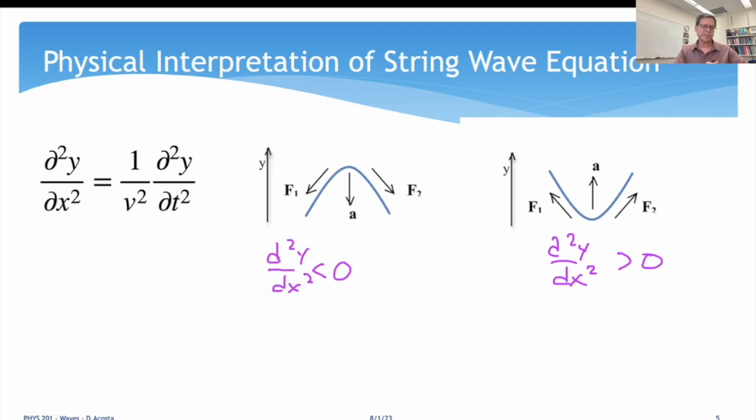Okay, that ends this lecture on the derivation of the wave equation for traveling string waves, which are transverse waves, just to remember.